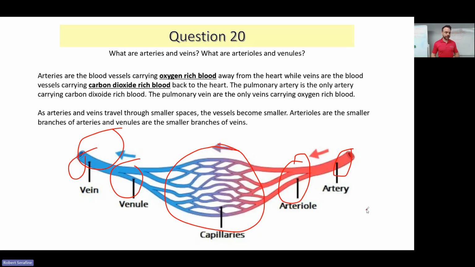So in this particular case, the pulmonary circuit is the only instance in which the roles of oxygen concentration of the blood is reversed. So remember, arteries carry blood away from the heart, artery away, and they carry oxygen-rich blood, where veins carry the carbon dioxide-rich blood back to the heart. And then only in the pulmonary circuit, so the pulmonary artery and the pulmonary veins are the only blood vessels that have that role reversed.